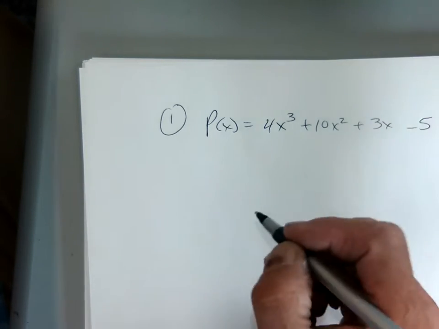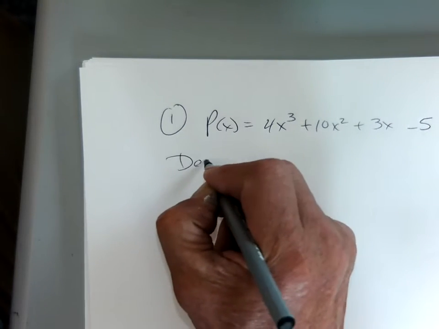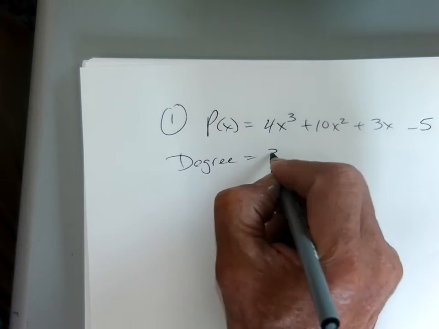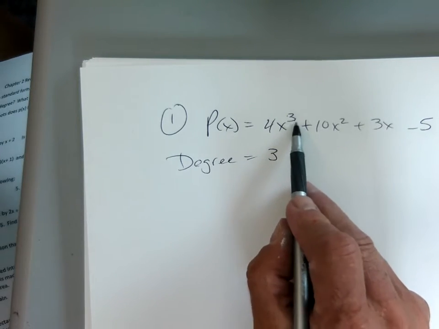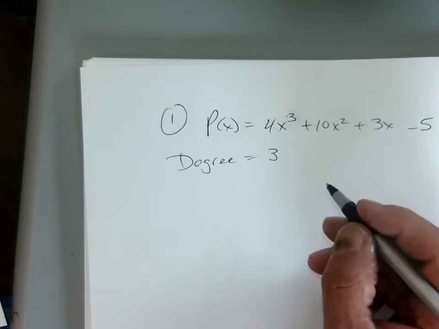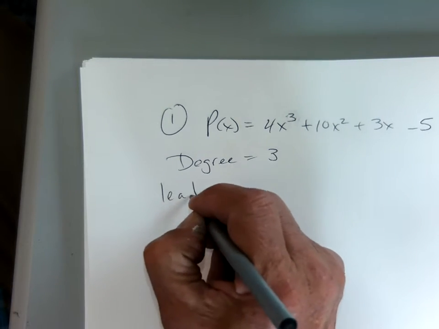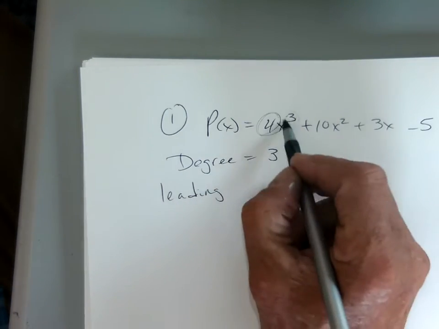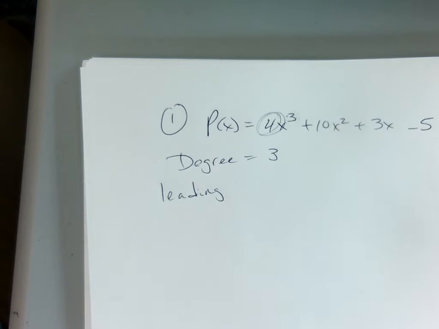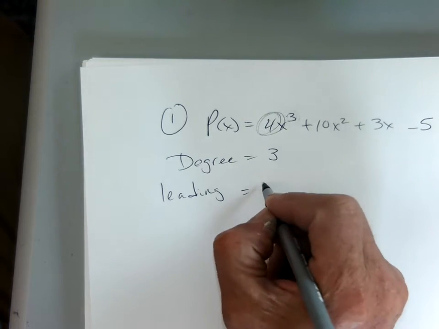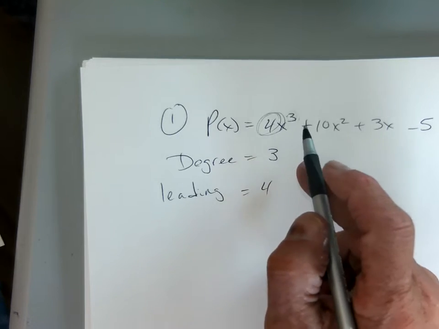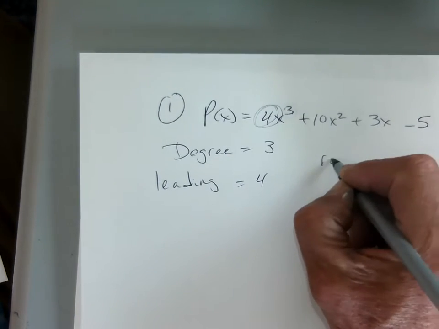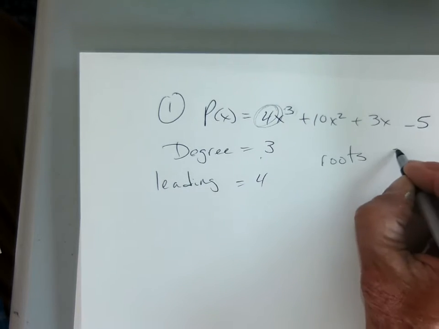Awesome. Okay, everybody agree with that? What's the degree? 3. You guys are awesome. Wait, why? It's the biggest exponent. Good question. Always the biggest exponent, okay? Leading coefficient. It's 4, because it's the first number. It's leading, okay? And that tells us end behavior, okay? Now, how many roots does it have? 3. Yes, because it's degree 3, so 3 roots.